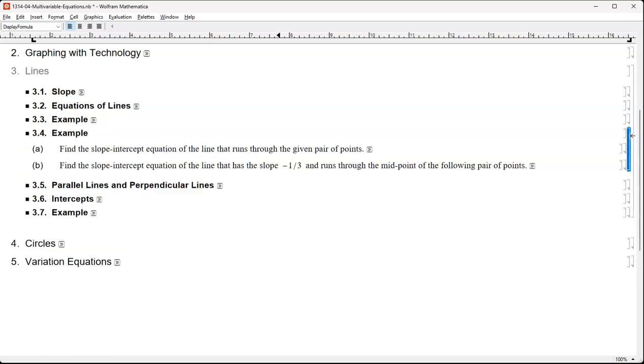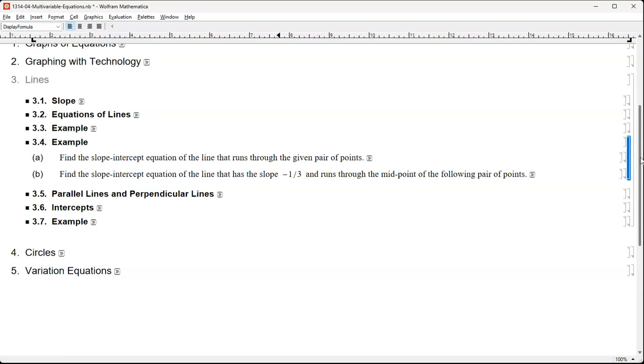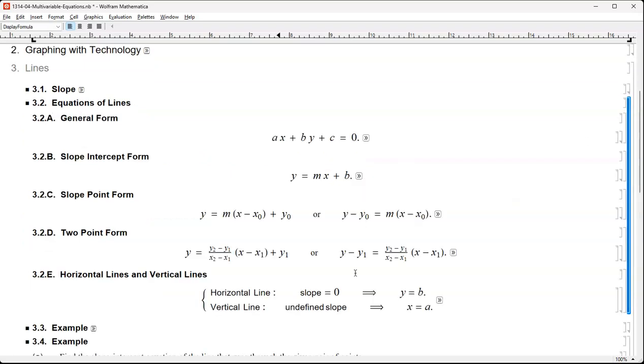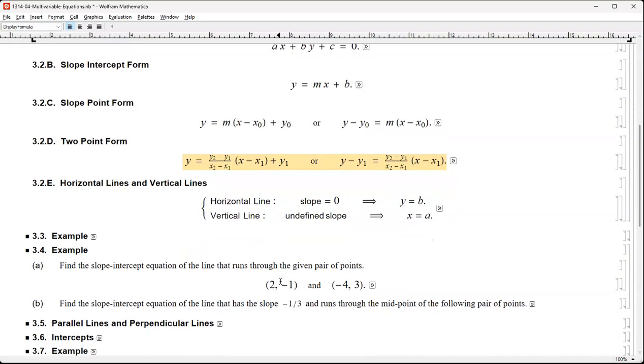How about this example? Find the slope-intercept equation of the line that runs through the given pair of points, and the pair of points are these two. All you have to do is put those into the 2-point form. x1, y1 is the first point, x2, y2 is the second point. Put this one into this, and then just simplify, break up the parentheses, take the like terms, and that's going to be your slope-intercept equation.